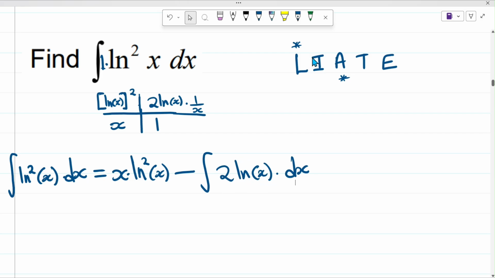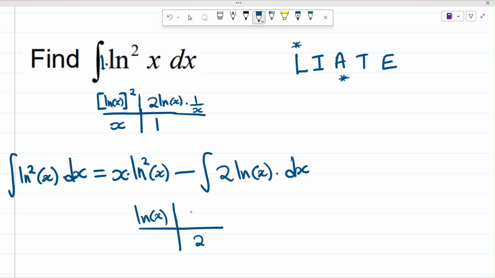So that means we're still going to use the LIATE order, and the first one is still the logarithmic function, and the algebraic function still comes last. That means when we draw our cross, we're going to write what? The logarithmic function here, ln of x, and then we write our 2 here.